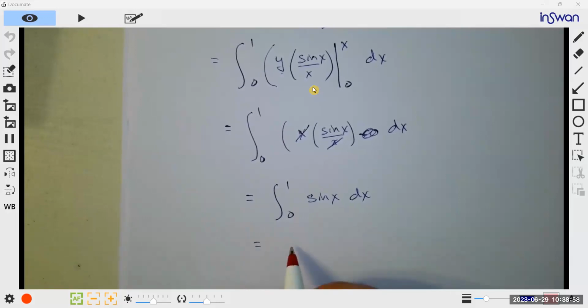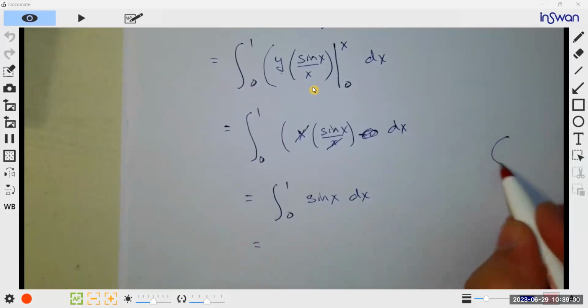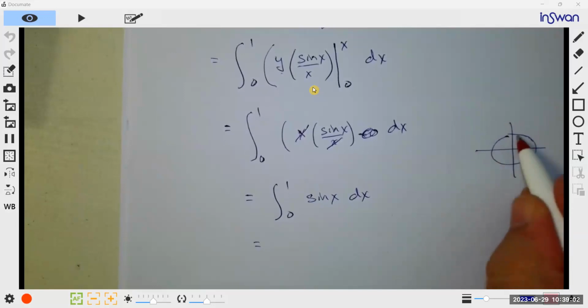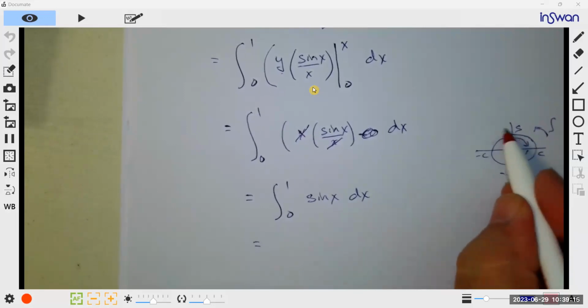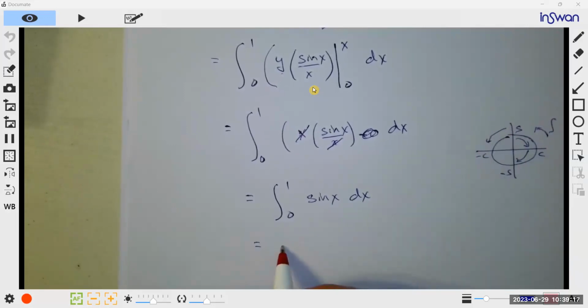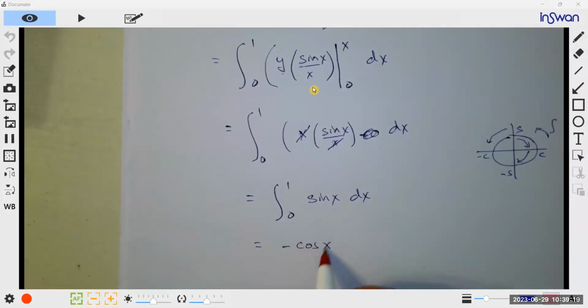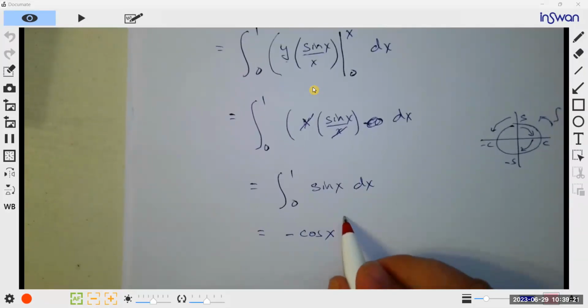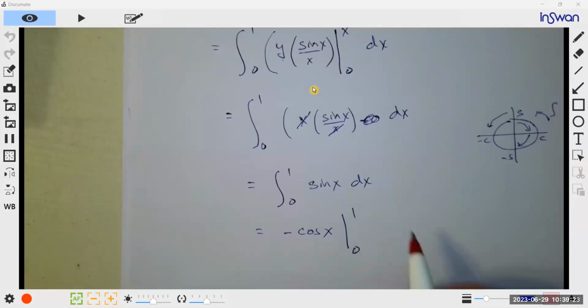The integral of sine x, remember, using our unit circle: sine, cosine, negative sine, negative cosine. Derivatives go in this direction. Integrals go in that direction. So the integral of sine is negative cosine from 0 to 1.